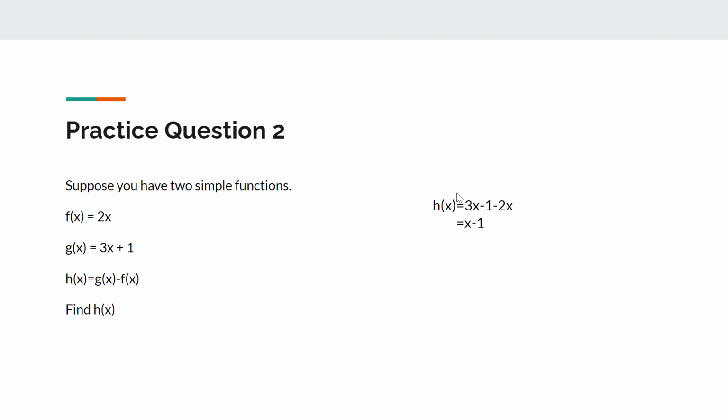Alright, so here's the answer. h of x is going to be equal to g of x, which is 3x plus 1, minus f of x, which is just 2x. So that's going to give us x plus 1.